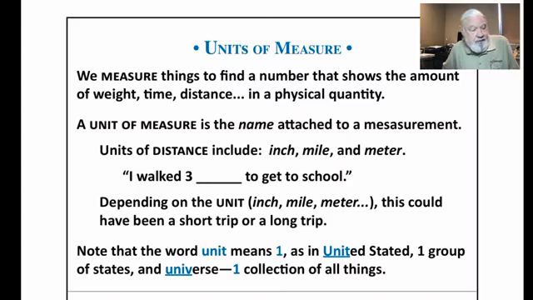On the screen there you can see, I walked 3 blank to get to school. Now if you walk 3 inches to get to school, you probably are homeschooled, because you're not going to be walking very far. On the other hand, if you walk 3 miles to get to school, so the 3 tells us how much, and the unit of measure tells us what we're actually measuring, whether it's, in this case, inches, miles, meters. Also note that the word unit means one. As in United States is one group of states, the universe is one collection of all things. So this idea of a unit of measure, the unit itself is the name of what we're dealing with in terms of measurement.